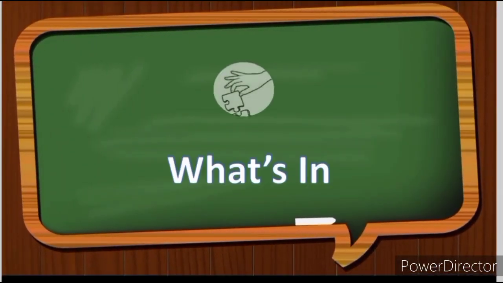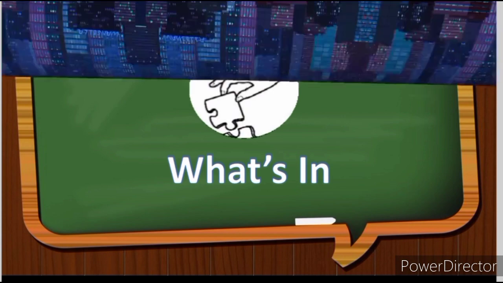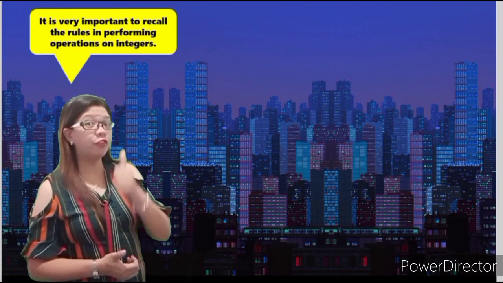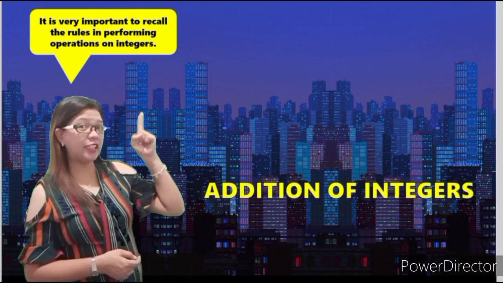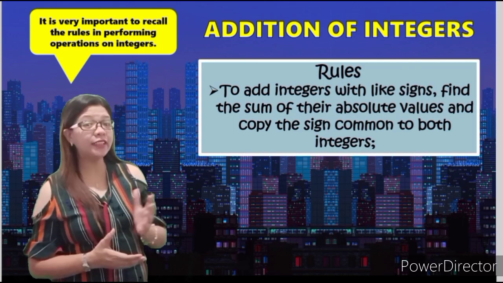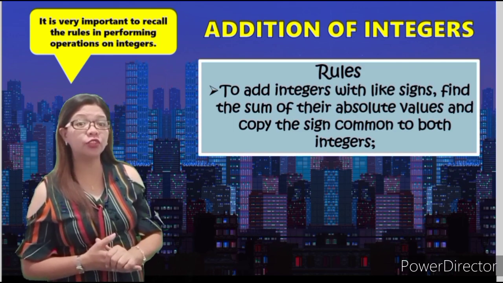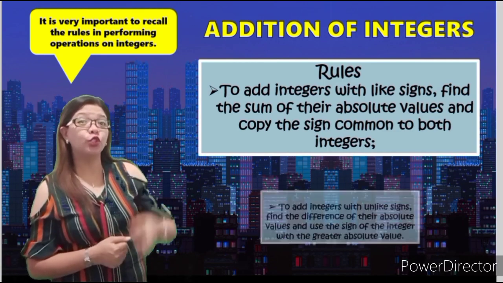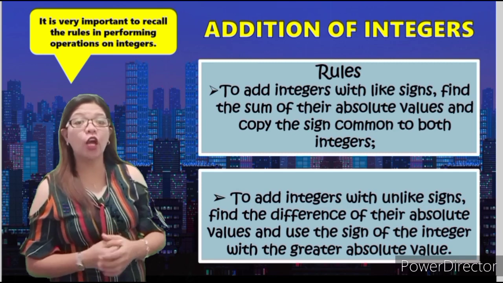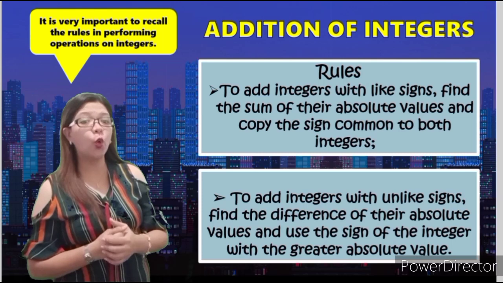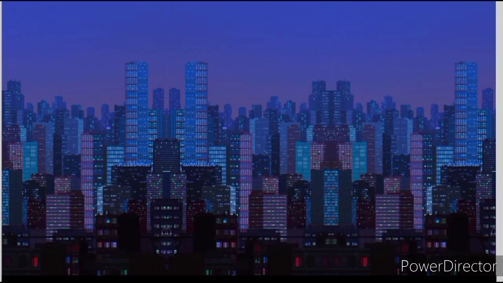What's in? It is very important to recall the rules in performing operations on integers. First, let's proceed to addition of integers. We have rules. To add integers with like sign, find the sum of their absolute values and copy the sign common to both integers. To add integers with unlike sign, find the difference of their absolute values and use the sign of the integer with a greater absolute value.